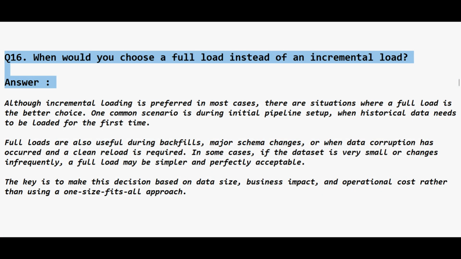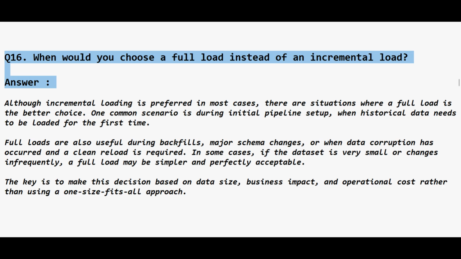Question 16. When would you choose a full load instead of an incremental load? Answer. Although incremental loading is preferred in most cases, there are situations where a full load is the better choice. One common scenario is during initial pipeline setup, when historical data needs to be loaded for the first time. Full loads are also useful during backfills, major schema changes, or when data corruption has occurred and a clean reload is required.